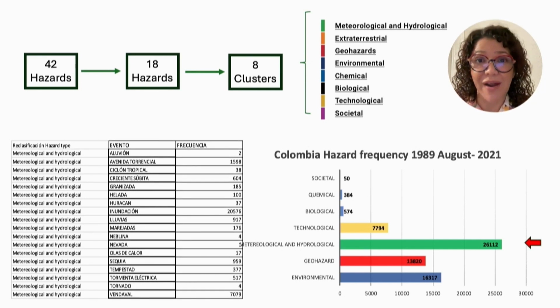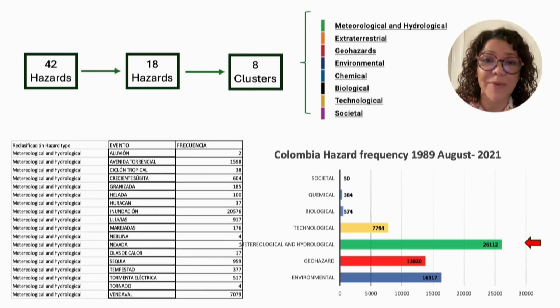You can see in the graph 26,112 occurrences in Colombia, indicating the significant impact. For instance, under this cluster, floods, storms, tropical events, and flash floods are included. The second most frequent hazard cluster was environmental hazards, with 16,317 occurrences between 1989 and 2021. This category reflects substantial environmental challenges for Colombia. Under this category, we can find deforestation and wildfires.